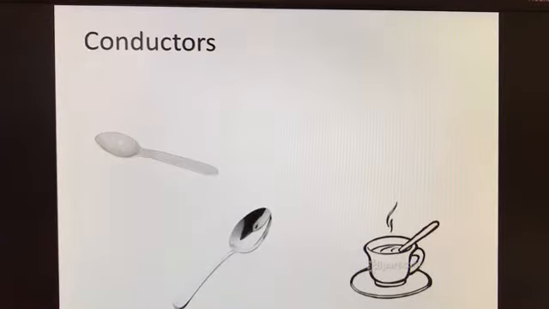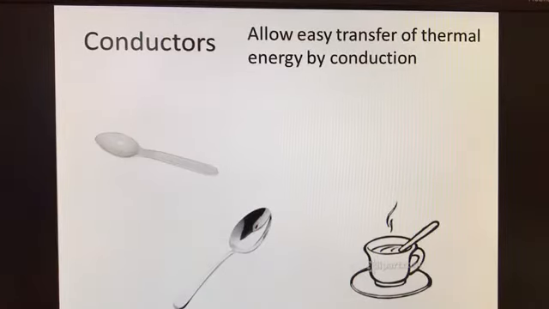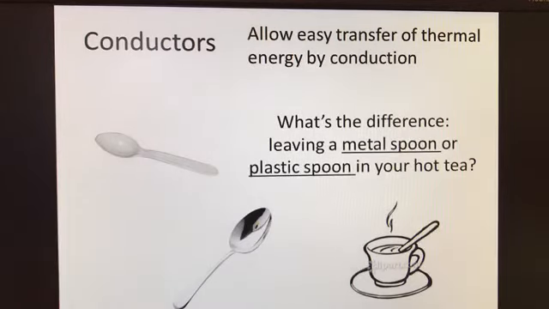Let's talk about conductors for a moment. Okay, so we have the definition of conductors. They allow easy transfer of thermal energy by conduction. All right, so conduction happens easily through the material. So let's give an example here. What is the difference between leaving a metal spoon or a plastic spoon in your hot tea? So picture having your hot tea, you put a metal spoon in, and you put a plastic spoon in. What's going to be the difference there?